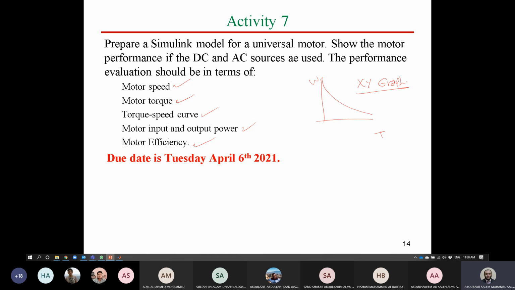You can also use the MATLAB help, or demo versions of motors in MATLAB, to help you if you would like. No problem for that. The activity just aims to understand how you can model such types of motors and to evaluate the motor performance in case of DC and AC excitation. For now, guys, I will stop recording this part to be included in the universal motor, and we will start a new recording for the single phase induction motor. So stay with me.